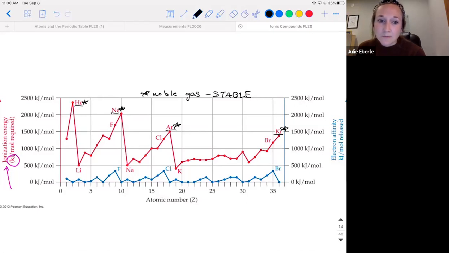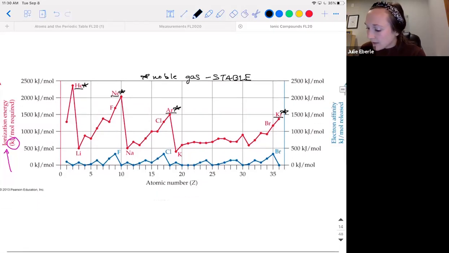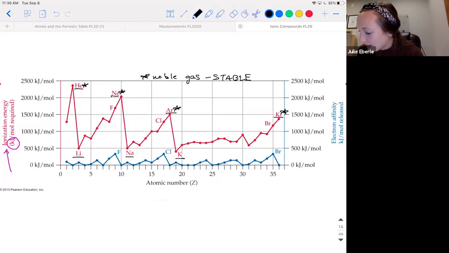That makes sense. All right, let's look at the elements at the bottom of each dip. Li, Na, K. I bet if we could look at this one over here, this would probably be cesium or francium. What elements are those?